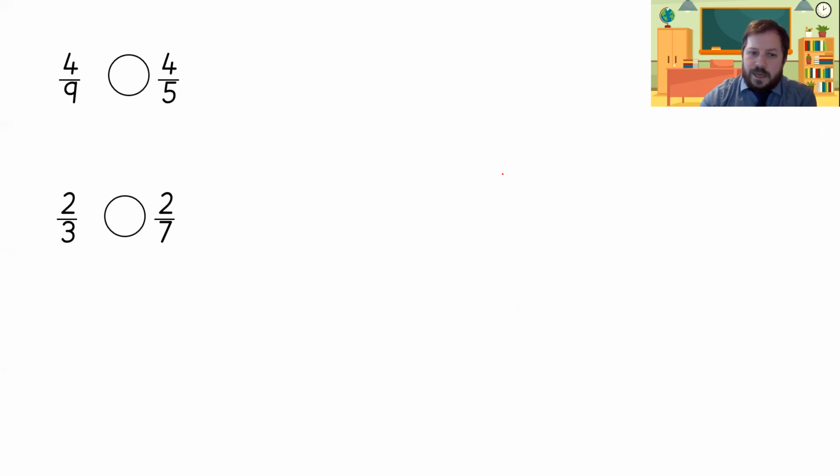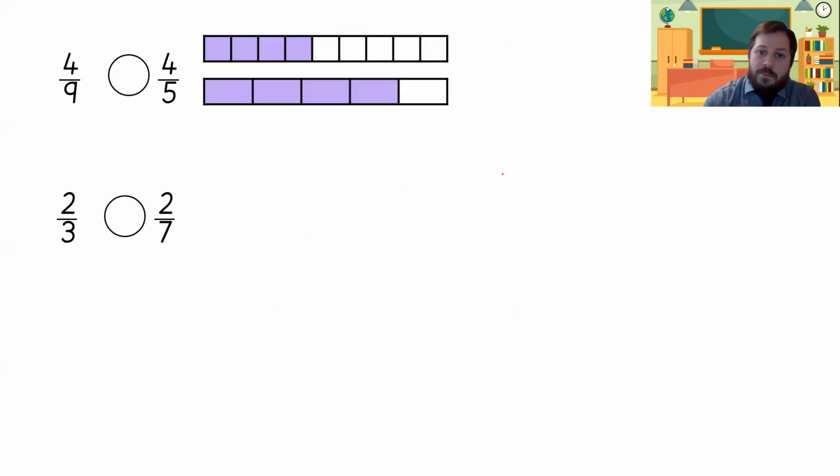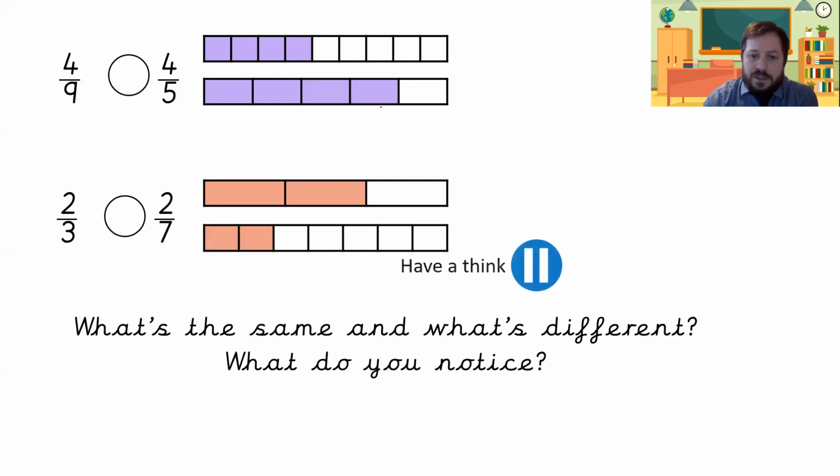Doesn't quite work the same. So we need another rule. Now, this is interesting because we've got the same numerator in both of these two, but different denominators. So we could draw a bar model to show it. Here's 4/9 and here's 4/5. Here's 2/3 and here's 2/7. Have a think. What's the same and what's different? Is there a pattern?